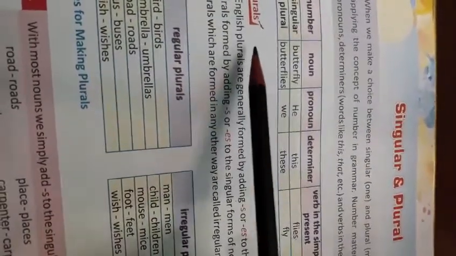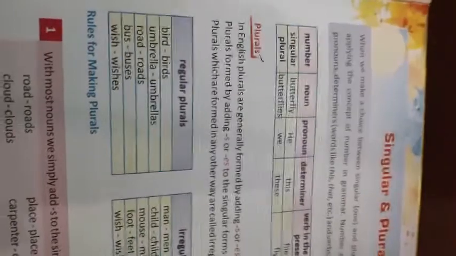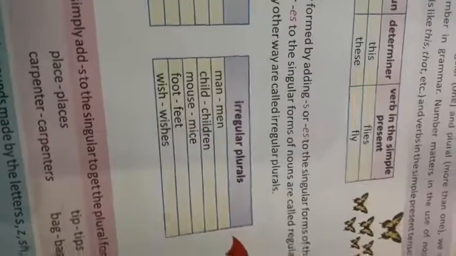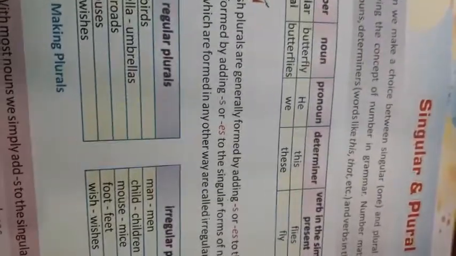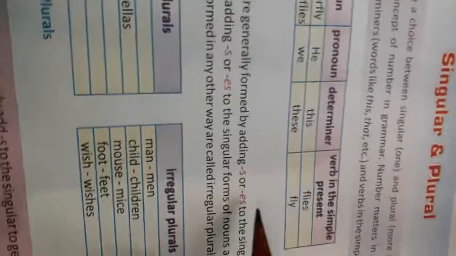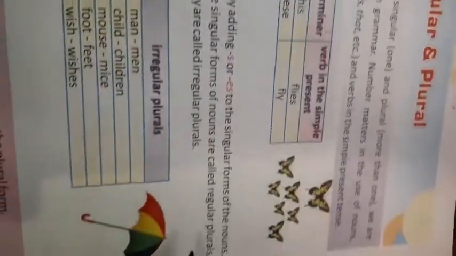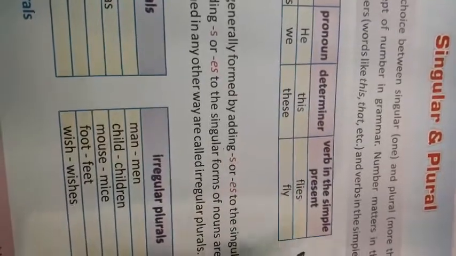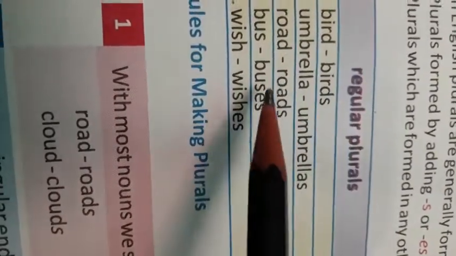Now let's talk about the plurals. In English, plurals are generally formed by adding s or es to the singular form of the nouns. Plurals formed by adding s or es to the singular form of nouns are called regular plurals. What do we call it when we add s or es to the noun? It is said to be regular plurals. As you can see in the example written here, there are many words where we add only s or es to make the plural.